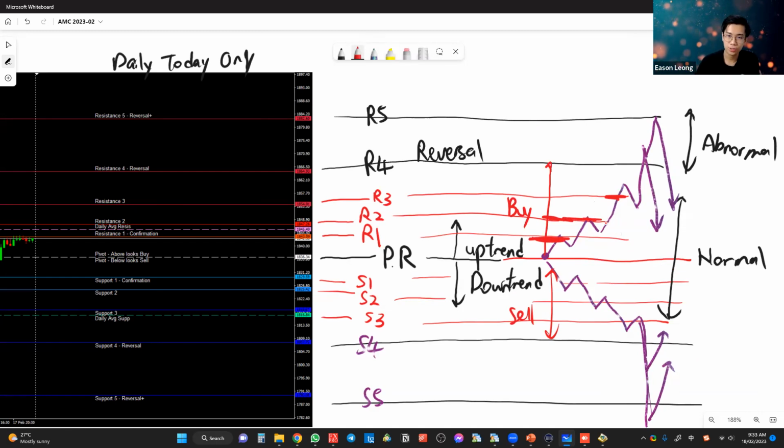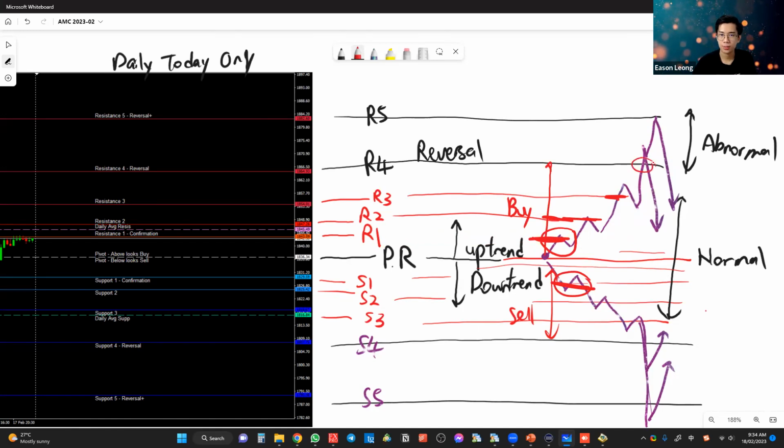Now, if you can choose to buy between R1, R2, and R3, which R would you like to actually execute? You want to buy R1, R2, or R3? Of course, it is R1. The lower it is, the better the buying price, the more you can take profit. So the answer is R1. R1 is actually more profitable. Then over here, of course, will be S1, more profitable.